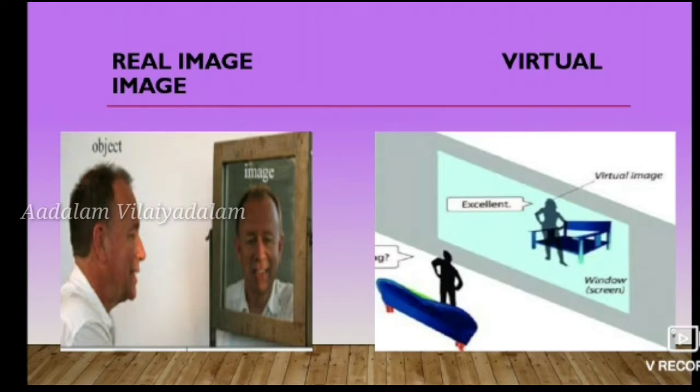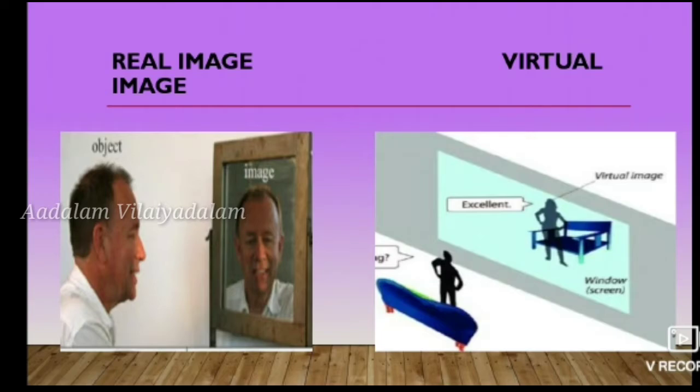In a convex mirror, we get virtual images. So using the convex mirror, we will get a virtual image, which is erect and diminished in size. And in a concave mirror, real images are formed and they can be formed on a screen. The real images formed in the concave mirror are inverted images.